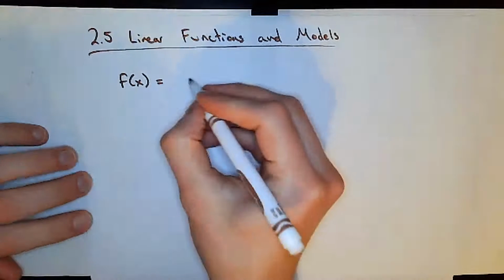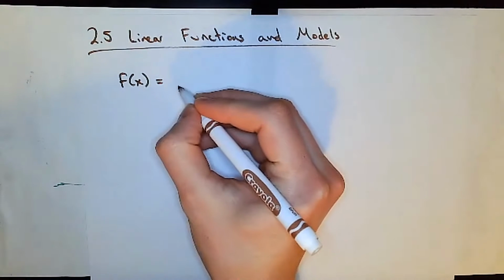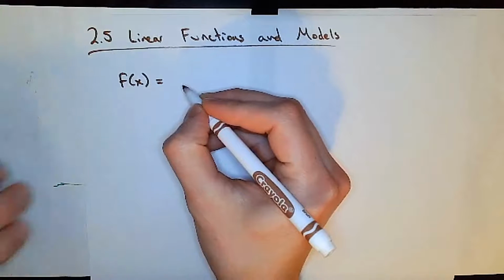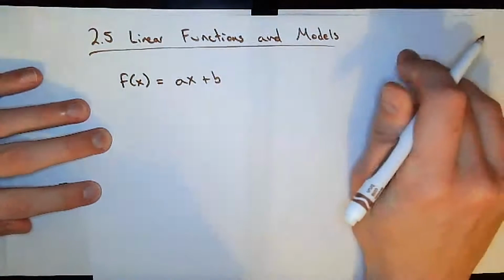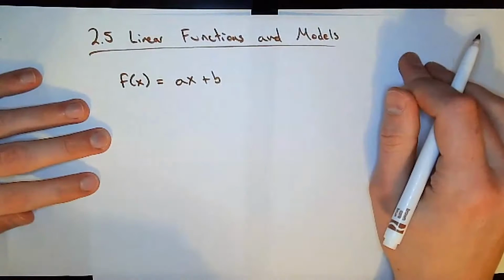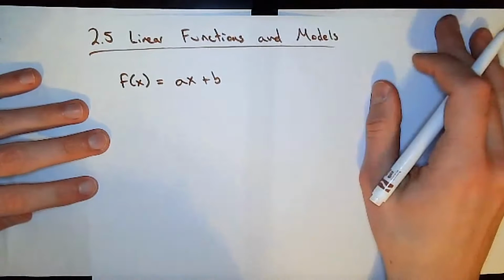All right. So f of x equals. Now you're used to seeing it as mx plus b, but I'm going to write it as ax plus b because that's what the text does, and I don't want to deviate too much. But just know, it doesn't really matter.